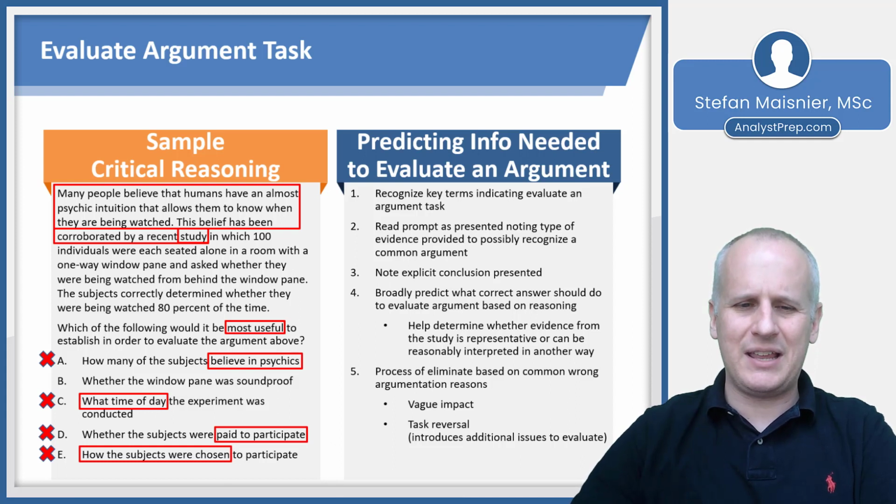So in this case, if the window pane was soundproof, well, then they wouldn't be able to hear whether they were being watched from behind the pane. But if the window pane were not soundproof, then we might not believe that they were psychic. They may have just been hearing somebody loudly behind the window pane. So by considering both possible outcomes of the hypothetical that is presented in the answer choice, we can determine that B is the right answer, because whether the window pane was soundproof or not is actually helping to determine whether that study is representative, because if it's soundproof, it's kind of representative. If it's not, then the study was flawed, and I don't believe its results.